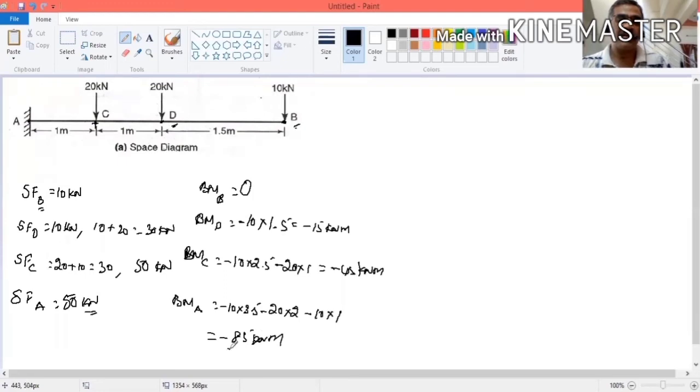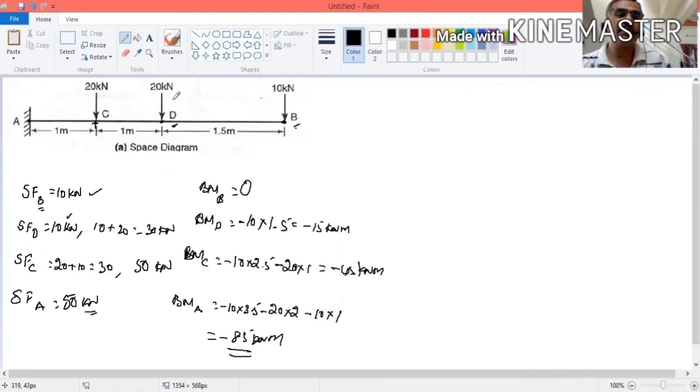Kilonewton meter, right? So now we have to draw the complete shear force diagram. We know shear force and bending moment at points B, D, C, A. Now we have to draw the shear force and bending moment diagram. The shear force at point B is 10. At this other point we know two values: considering the load, it is 30; without considering it, it is 10. Similarly, we have the values.